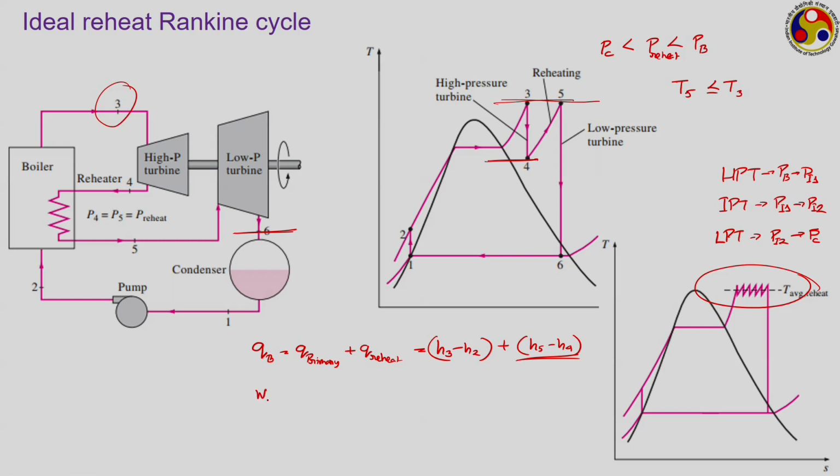required. And how much is your turbine work? Your turbine work now corresponds to the work produced by the HP turbine plus the work produced by the LP turbine. So, in the HP turbine we are getting H3 minus H4, and in the LP turbine we are getting H5 minus H6. So, there will be an increase in the total work output, but also there is an increase in the total heat input requirement. So, it is difficult to say whether there at all will be any gain in the efficiency.